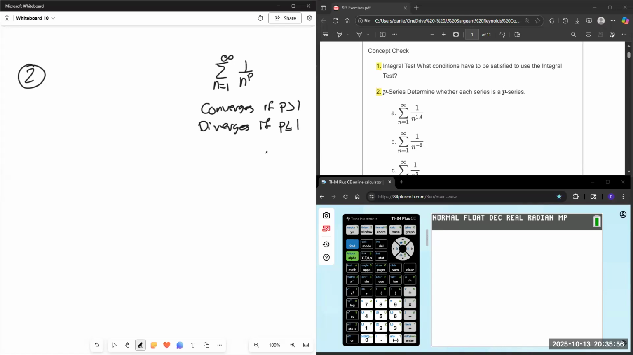So there's no ambiguity here. This has a rule that says it converges in one case and it diverges in the other case, and there's no ambiguity here with this rule. So we love this rule for p series. So 2a, is this a p series? Yes, it is. p is equal to 1.4, which means that it converges.